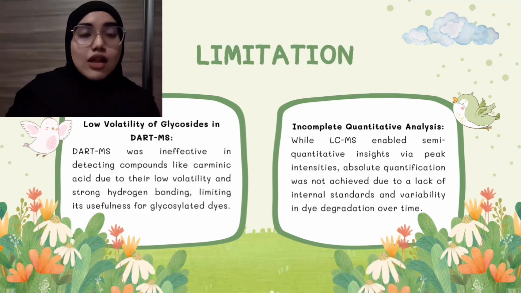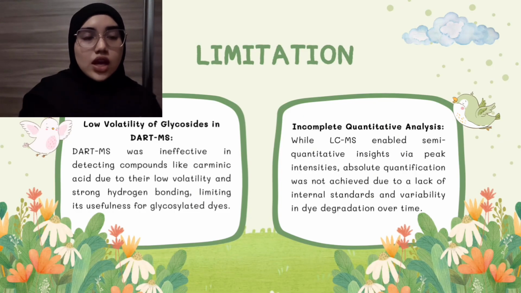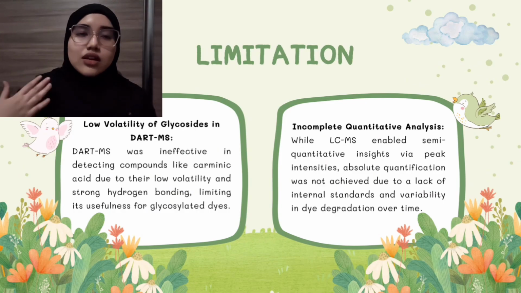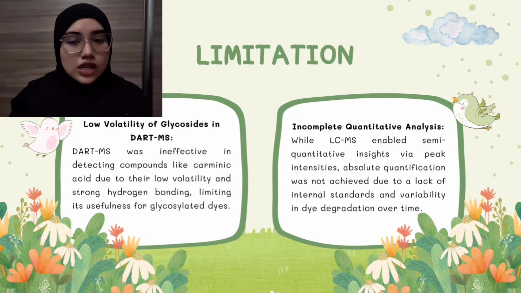Next are the limitations that this analysis offers. Firstly, when it comes to low volatility of glycosides in direct analysis in real-time mass spectrometry, direct analysis in real-time mass spectrometry is ineffective when it comes to identifying compounds like carminic acid in red dyes, as it offers low volatility and strong hydrogen bonding, limiting its usefulness for glycosylated dyes.